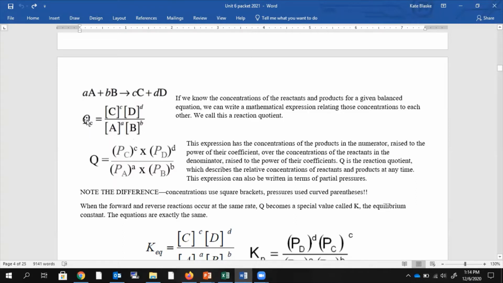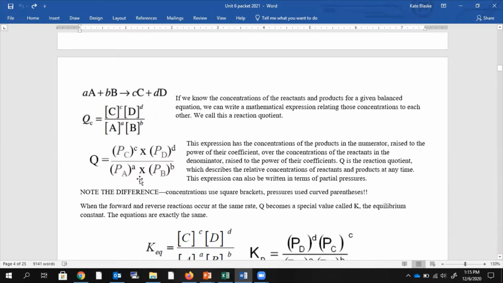Our reaction quotient is a ratio of reactants underneath, products on top. It's a quotient because we're dividing. And each of those reactants or products is raised to a power of the coefficient in the balanced chemical equation. Now, we can write a reaction quotient in terms of concentrations, where we use those square brackets, or we can write a reaction quotient in terms of pressures, if all of the reactants and products are gases. It's going to work out the same way.